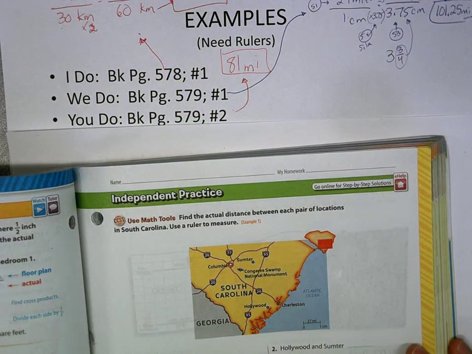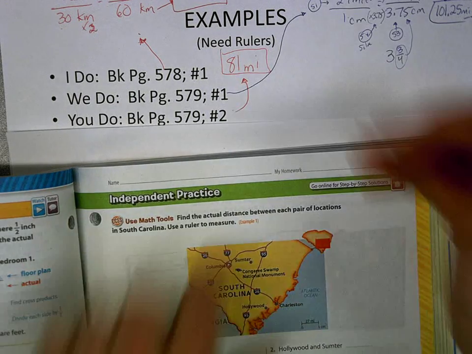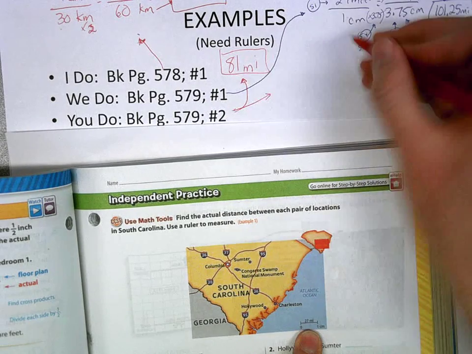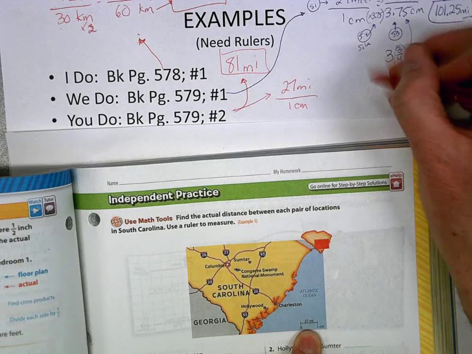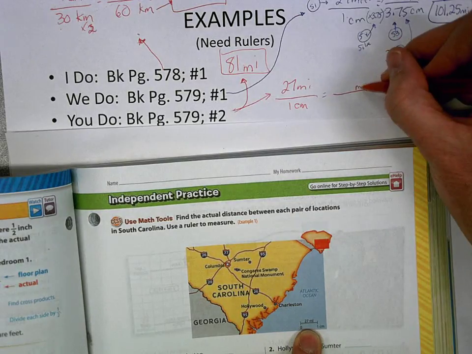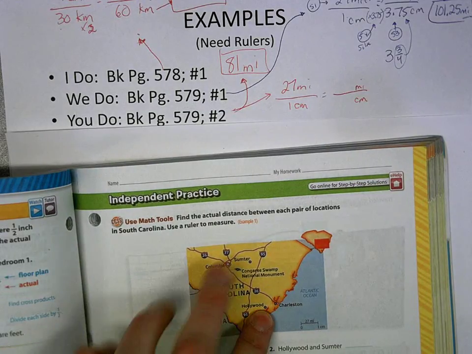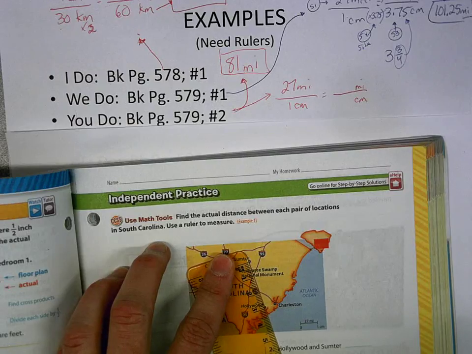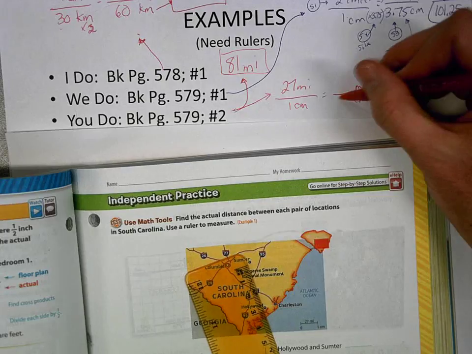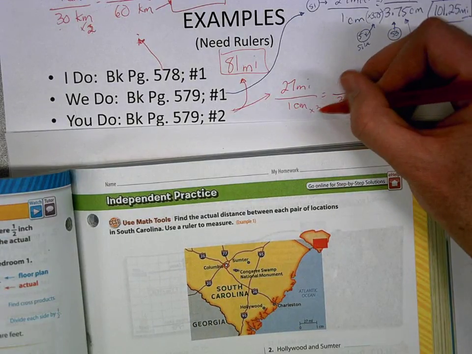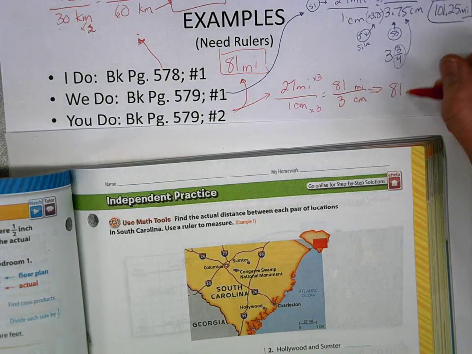So, Hollywood. Let's go ahead and grab my ruler here. It is still the same scale because it's the same map: 27 miles over 1 centimeter equals miles over centimeters. So I take a look at those two cities, put 0 on one of them, and go across, and this is pretty nice because it's about 3 centimeters. So, this is nice and neat, right? 1 times 3 is 3. 27 times 3 comes out to 81. So, 81 miles. All right, questions?